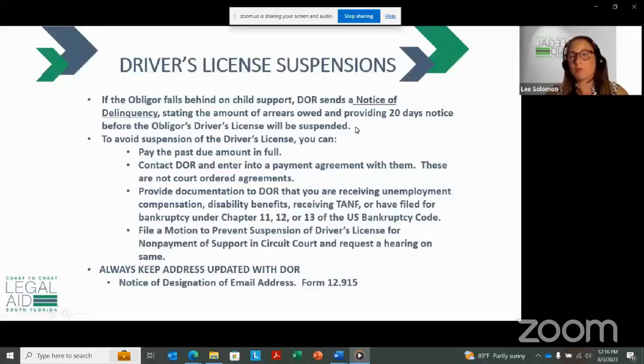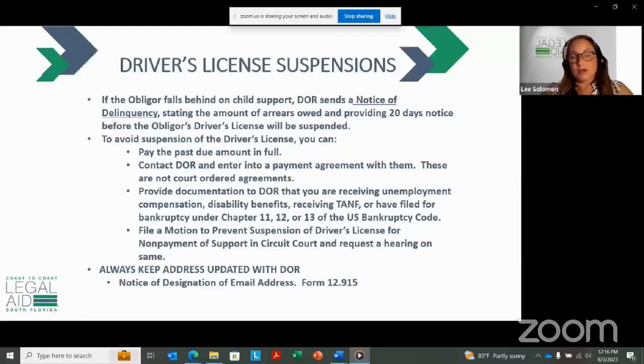It is really important with all cases, if you have a Department of Revenue case, that you keep your address current with the department. They're going to send this notice of delinquency to your address of record. So if you're no longer living there, you may not receive it if you haven't updated your address. It's critical that you do so.